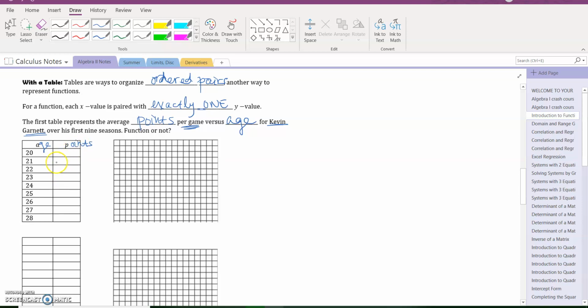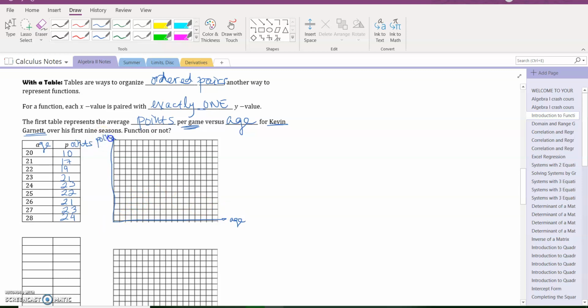So when Kevin Garnett was 20 years old, his rookie season, he only got an average of 10 points per game. When he was 21, 17 points per game, then 19 points per game, 21, 23, 22, 21, 23, and when he was 28, he actually kept increasing, and you got 24 points per game. So what we want to do is quickly plot this here so that we can visually see this.